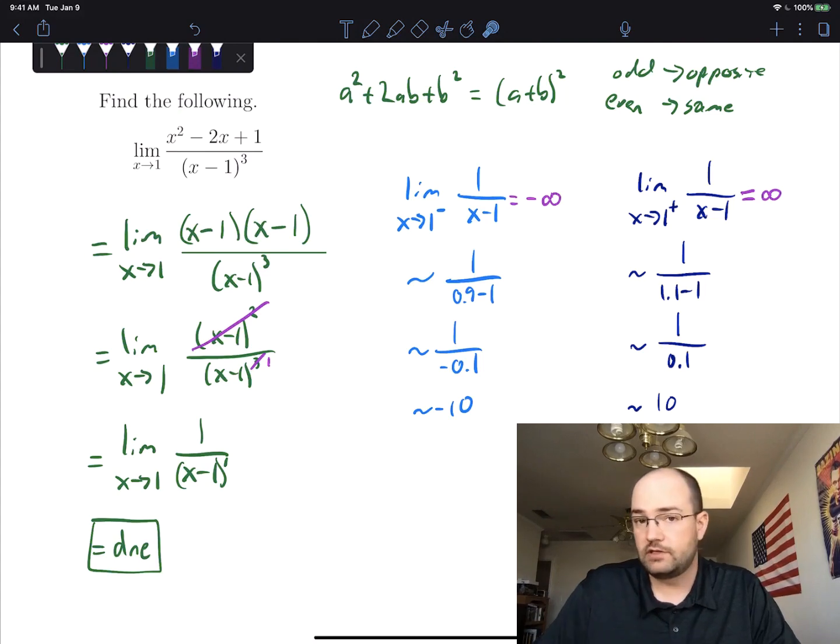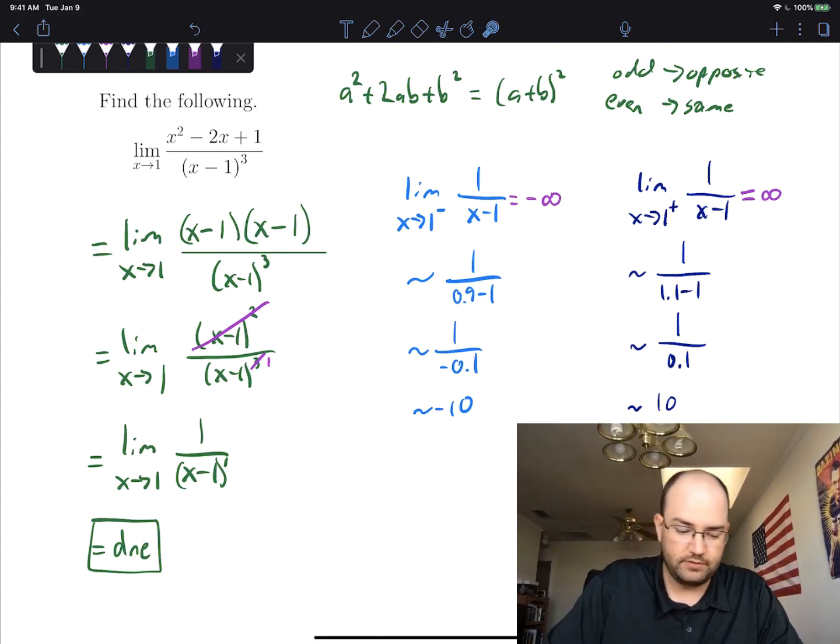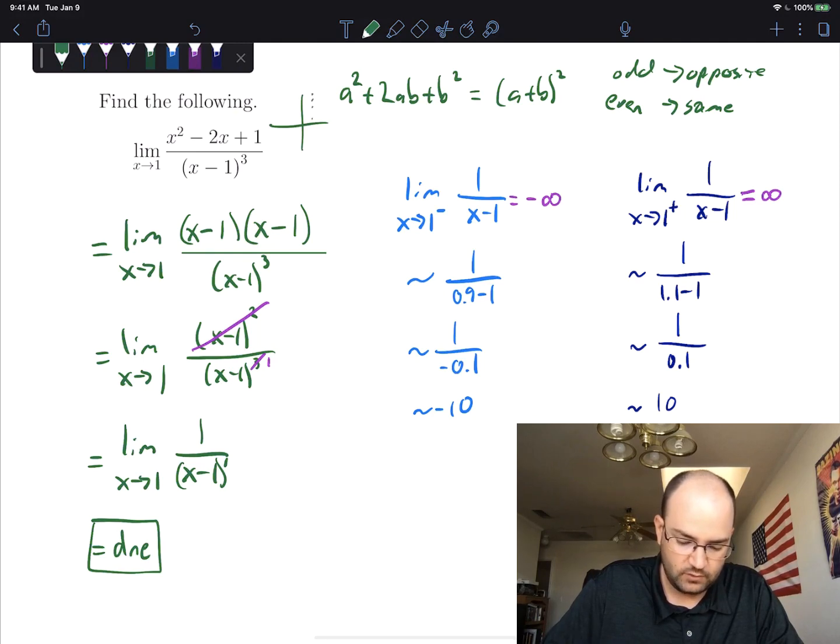Now, another way of looking at this would be to graph this on the calculator, and if you graph this on the calculator, you're going to see at x equaling 1 a vertical asymptote, and something to the left it's going down towards negative infinity, and to the right it's going up towards infinity. Something like that.